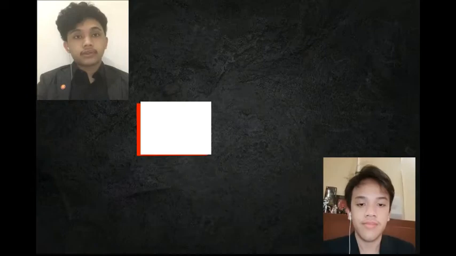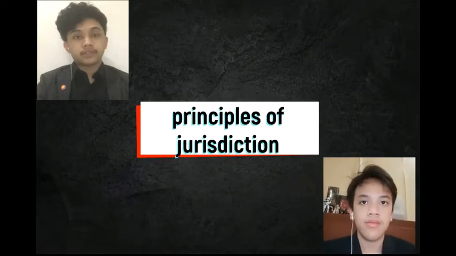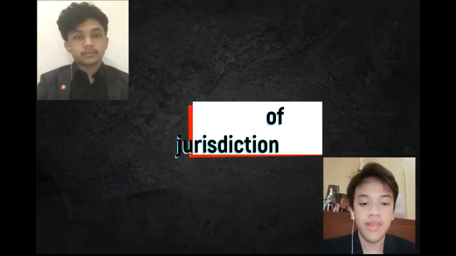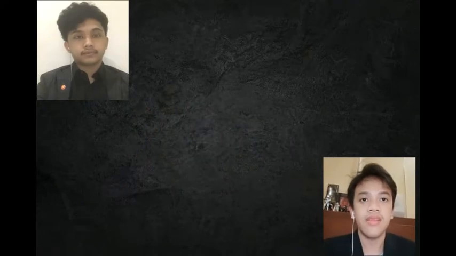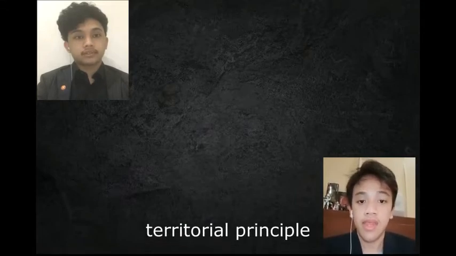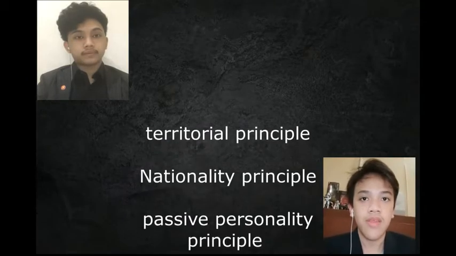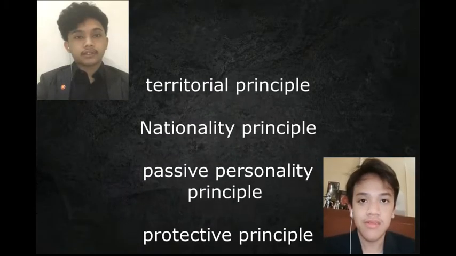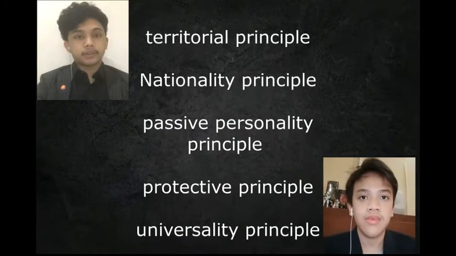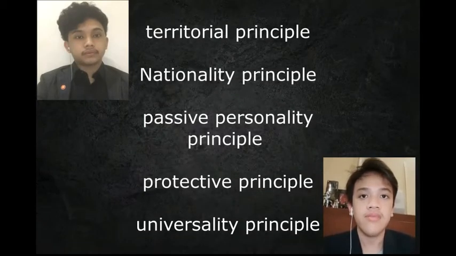Today we're going to show you some principles of jurisdiction. Firstly, we need to take a look at the list of principles of jurisdiction, and we are going to explain it afterwards. First, we have the territorial principle, second the nationality principle, third the passive personality principle, fourth the protective principle, and lastly the universality principle. And now on to the next step, the explanation.